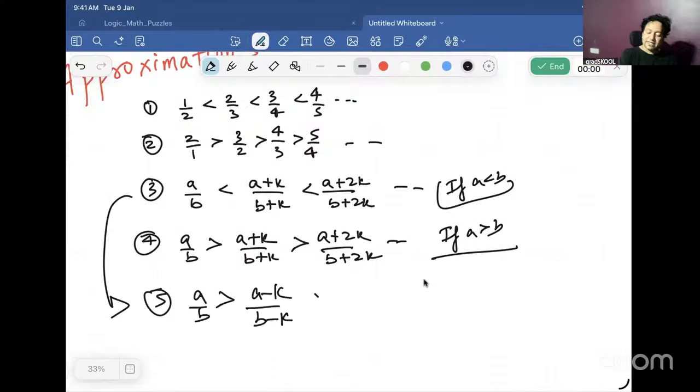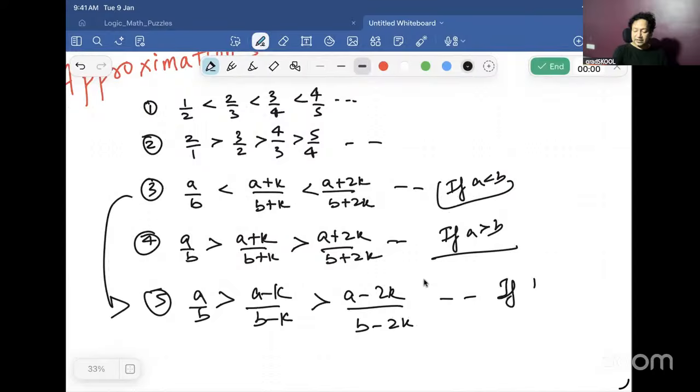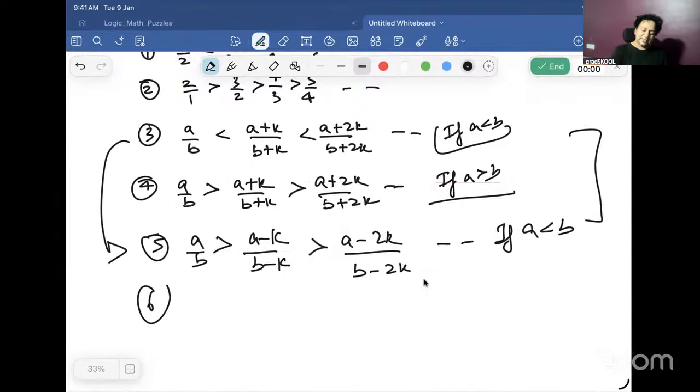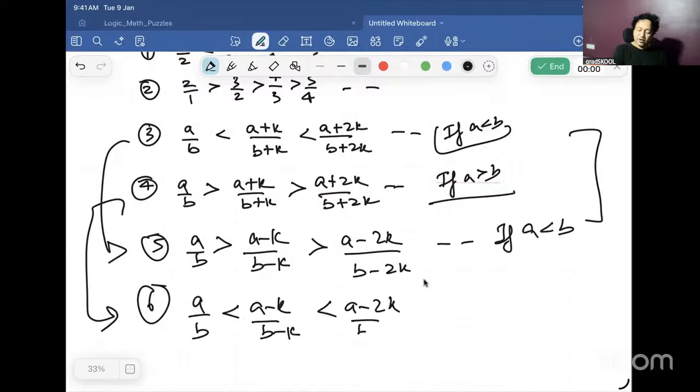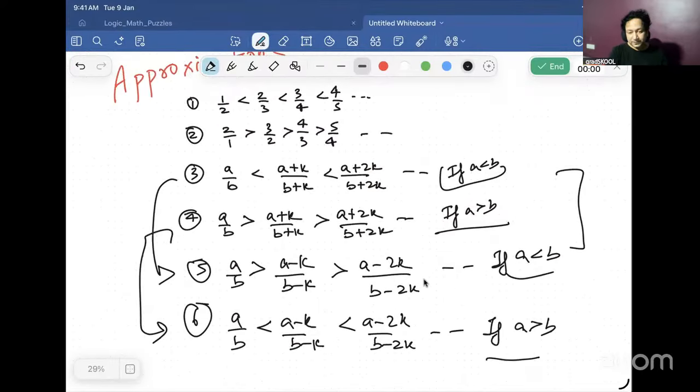When you subtract, the reverse happens. A minus 2K upon B minus 2K. Again, if A is less than B. It's the same thing. I don't think you need to cram it up. This is all logical. And sixth is kind of related to fourth one. A by B will be less than A minus K upon B minus K, less than A minus 2K upon B minus 2K, and so on if A is greater than B. All right. These six things you need to remember always. If you got that, जल्दी से comment, like, कुछ करो फटाफट. Written.